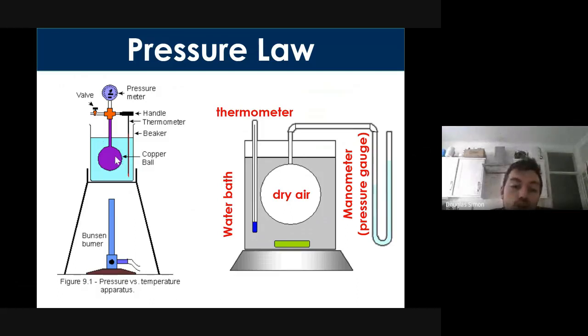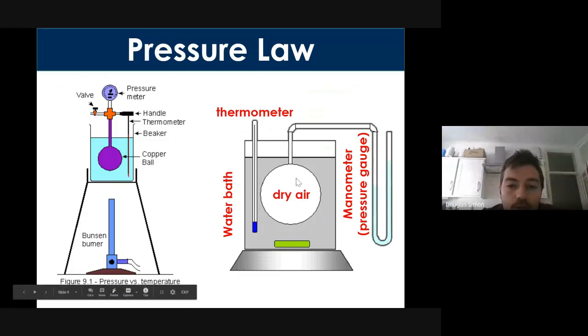So if we heat the water too fast, the air inside might not actually be the same temperature as the water outside, and we're likely to have an error there. So we actually want to increase the temperature quite slowly so that the air inside has time to heat up. So probably Bunsen burner is a bad idea. We probably want to use a water bath.